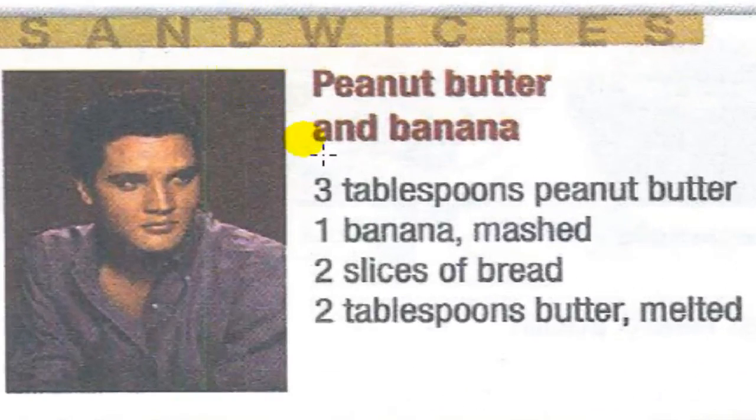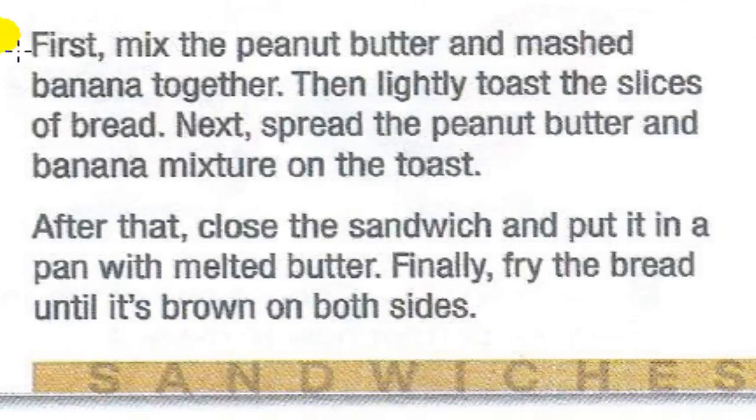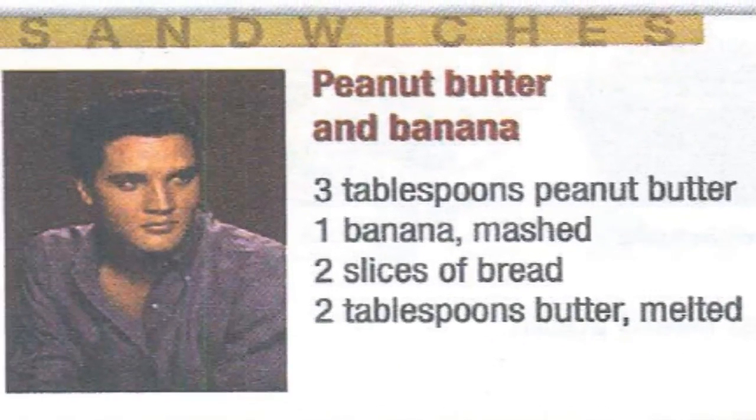Peanut butter and banana. 3 tablespoons peanut butter. 1 banana, mashed. 2 slices of bread. 2 tablespoons butter, melted. First, mix the peanut butter and mashed banana together. Then, lightly toast the slices of bread. Next, spread the peanut butter and banana mixture on the toast. After that, close the sandwich and put it in a pan with melted butter. Finally, fry the bread until it's brown on both sides.